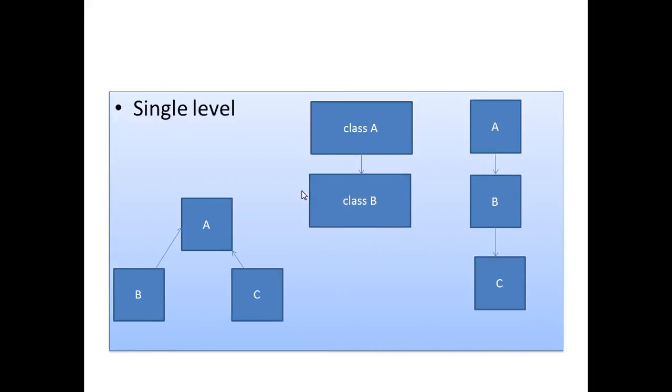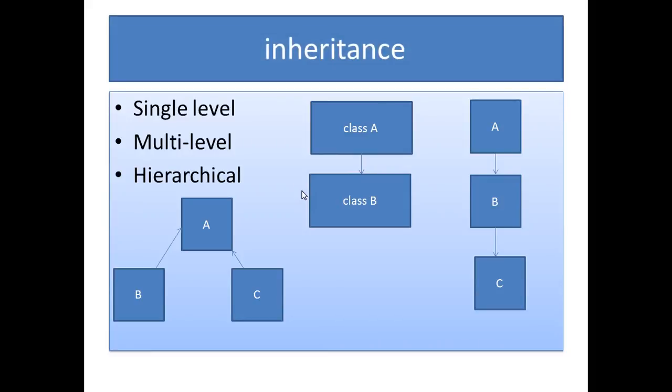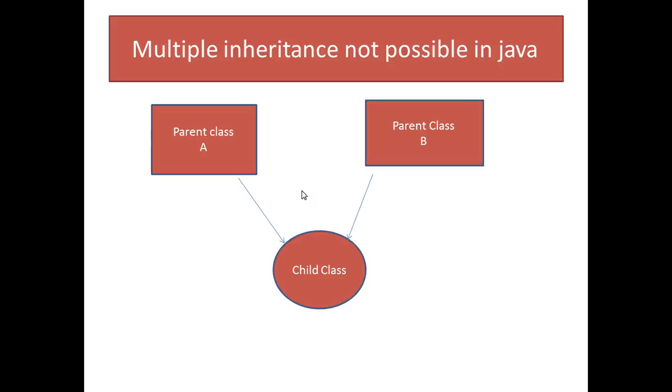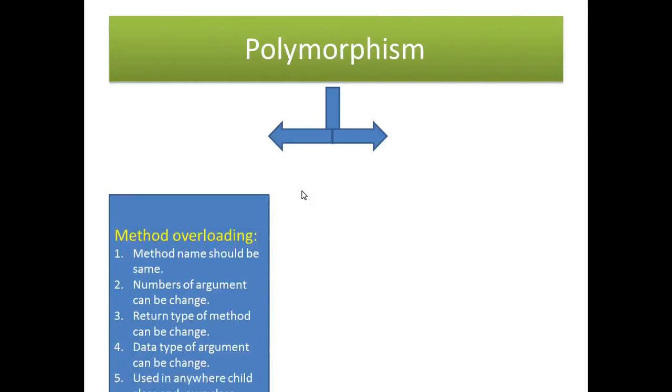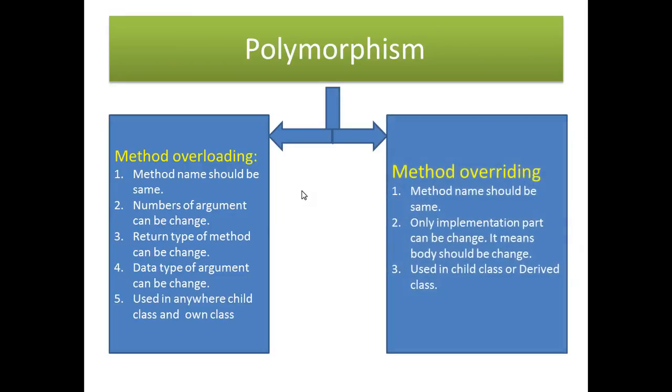Inheritance: single level inheritance, multilevel inheritance, and hierarchical inheritance. Multiple inheritance is not possible in Java, like two parent classes and one child class. And polymorphism has two concepts: method overloading and method overriding.